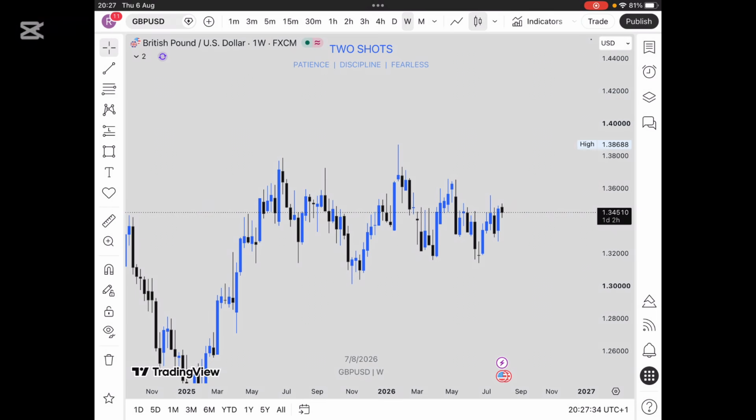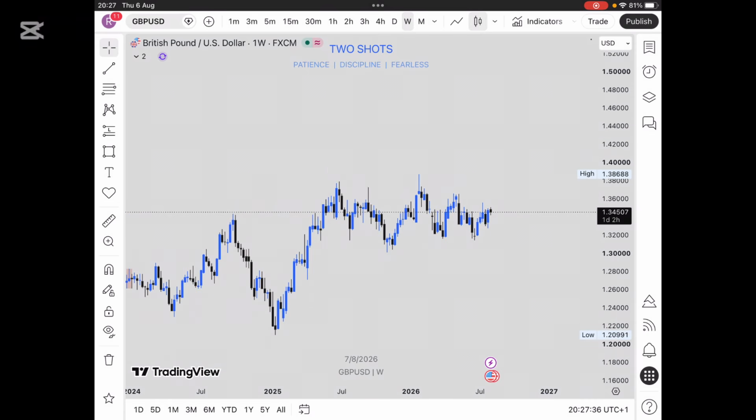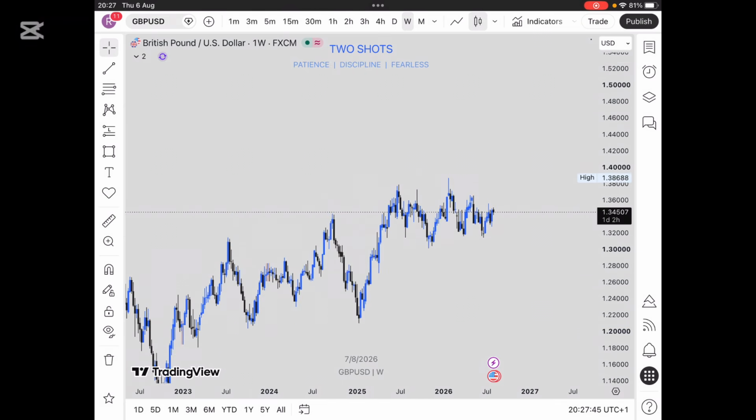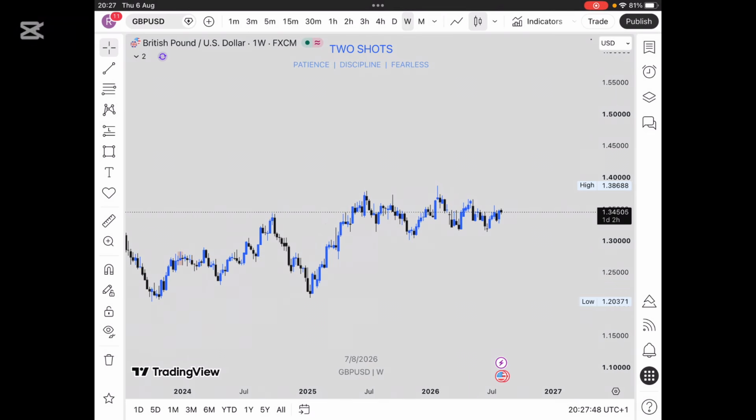So today I want to be looking at GBPUSD, and I just want to make an overview of the chart so we can align ourselves for trading come tomorrow and in the following days.